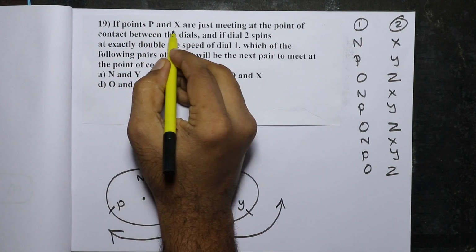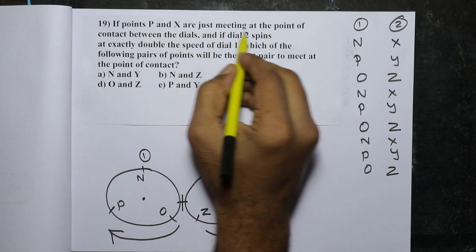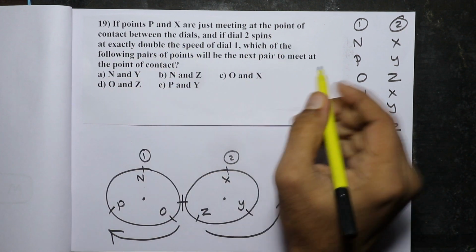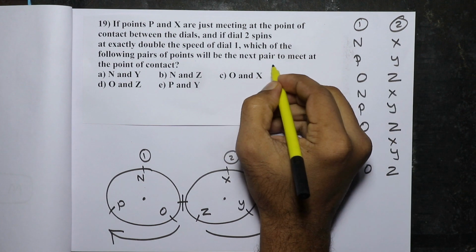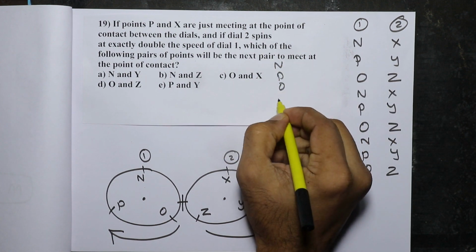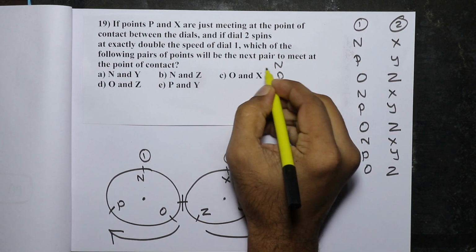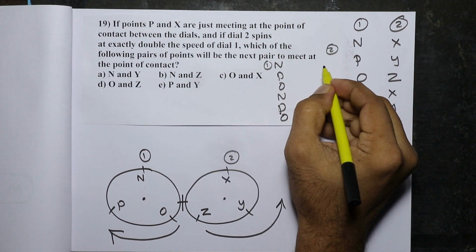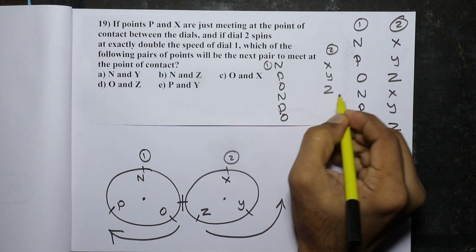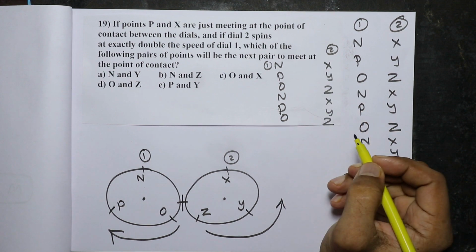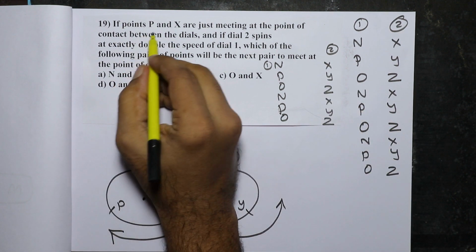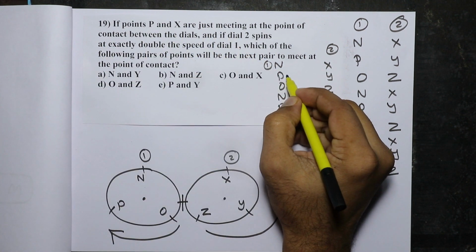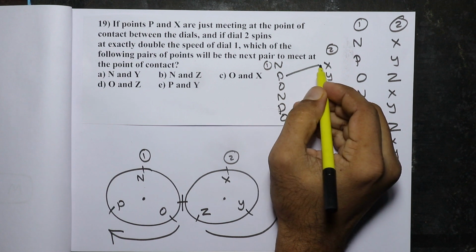If points P and X are just meeting at the point of contact between the dials. So I'll just mark it like this. This is NPO, NPO like that. That is for dial 1. And for dial 2 it will be XYZ, XYZ like that. Now points P and X are meeting at the point of contact. So it will be P and X like this.